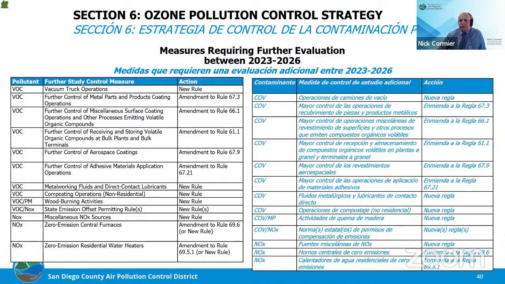These measures include further controlling categories that we already regulate, such as metal parts, bulk gasoline terminals, and adhesives. It also includes several new categories the district has not regulated yet, such as metalworking fluids and miscellaneous small sources of NOx. We will also assess non-traditional categories for possible emission reduction opportunities, such as zero-emission furnaces and water heaters, and more controls on region-wide wood burning activity. Since these measures require more analysis, anticipated emission reductions and cost effectiveness are not yet known.